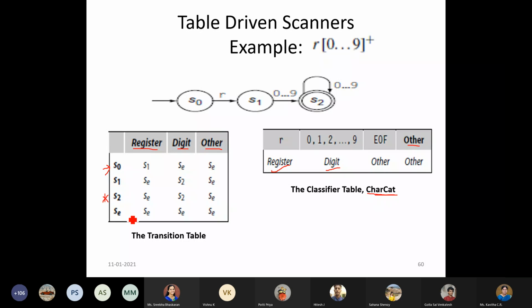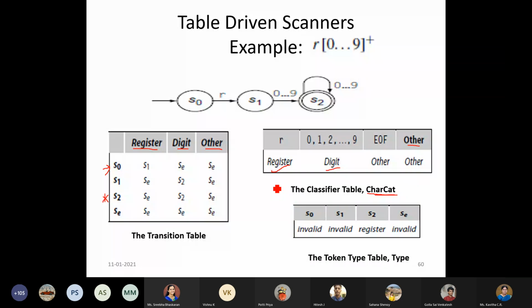Now the last state, which is an error state. With respect to register or digits or any other characters, you will be there in the error state itself. Okay. So this will be the second table which we are going to generate. The last table is just identifying each state.